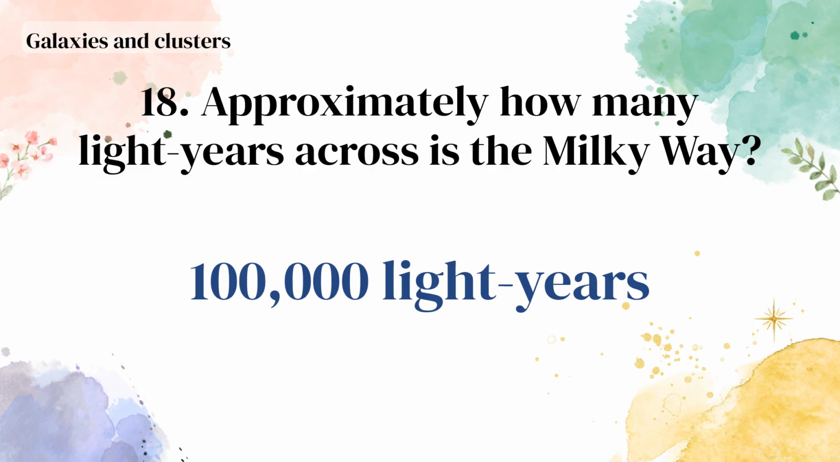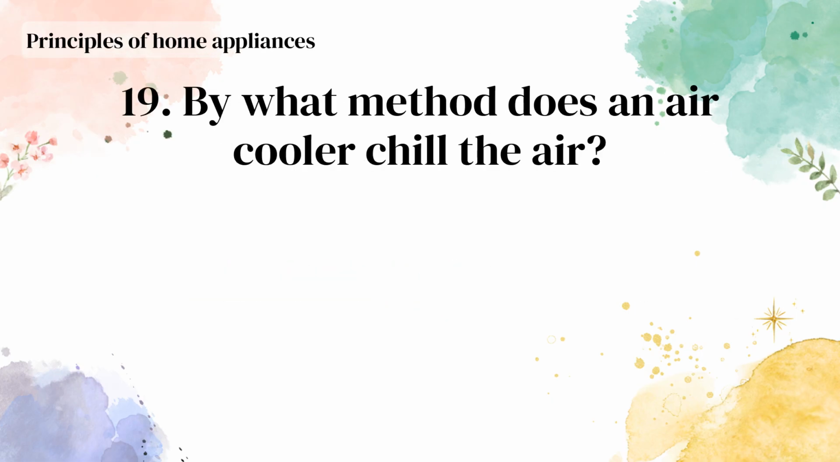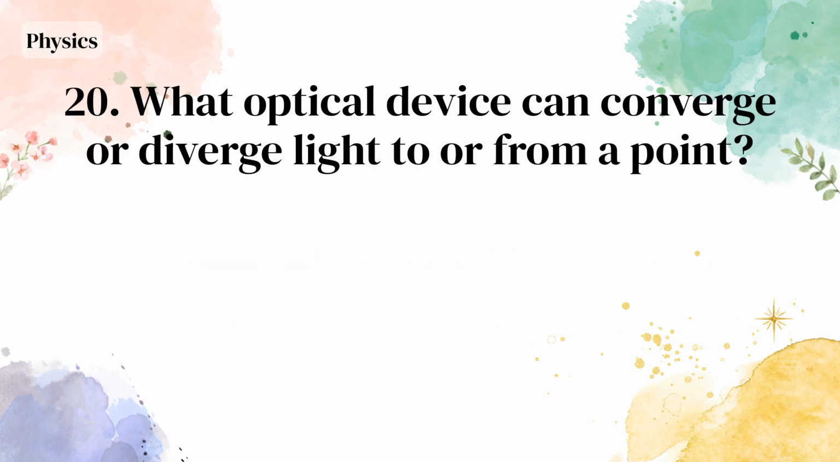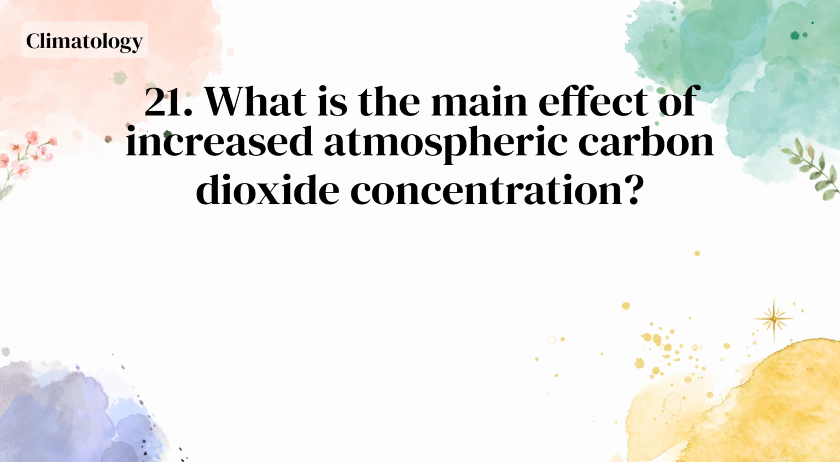100,000 light years. By what method does an air cooler chill the air? Evaporative cooling, using water evaporation. What optical device can converge or diverge light to or from a point? Lens. What is the main effect of increased atmospheric carbon dioxide concentration?